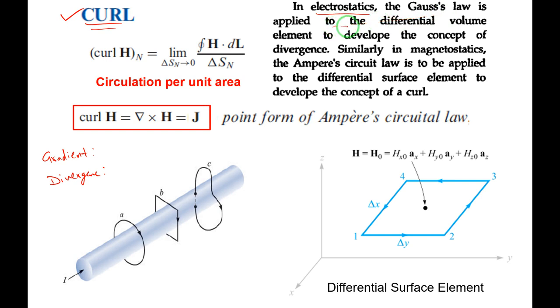We applied Gauss law to the differential volume element. We applied Gauss law for symmetrical charge distribution as well as asymmetrical charge distribution. For symmetrical charge distribution it was very easy because we can choose the Gaussian surface easily. But for asymmetrical charge distribution, choosing the Gaussian surface is a big headache. So we took the differential volume element and developed the concept of divergence. In the same way, in magnetostatics or steady magnetic fields, we apply Ampere circuital law to the differential surface element to develop the concept of curl.